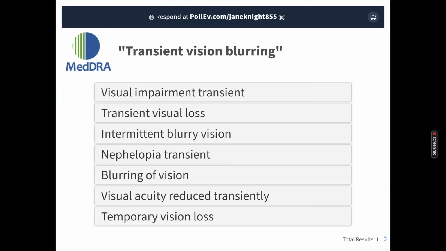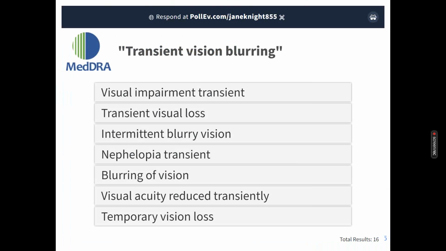So here's a few examples of LLTs for you. Caroline's going to put it in the chat. Apologies, I forgot to put the last term in the chat. So Caroline will put this one in the chat for you. Transient vision blurring. Is it visual impairment transient? Transient visual loss. So we're capturing the transient there, but what about the reported condition? Is it intermittent blurry vision, where we capture the blurry and we have intermittent instead of transient?